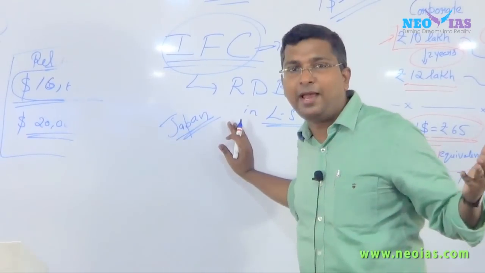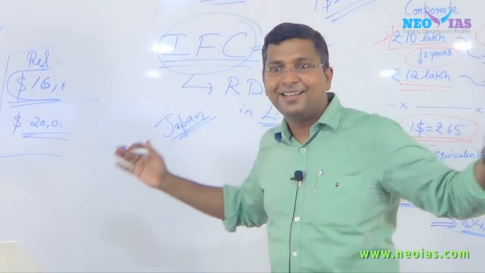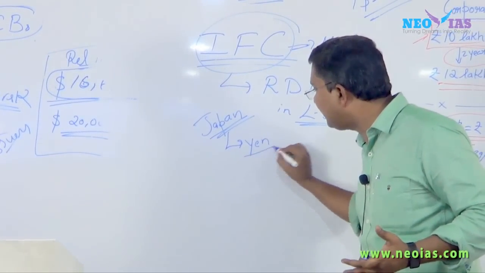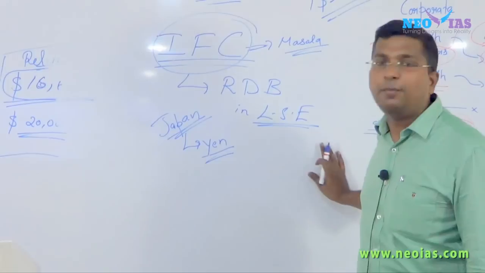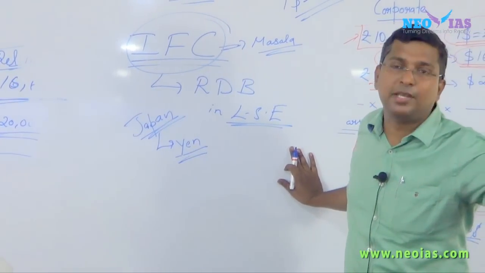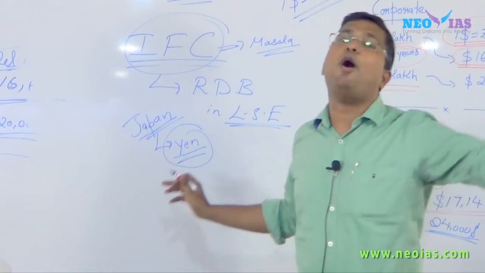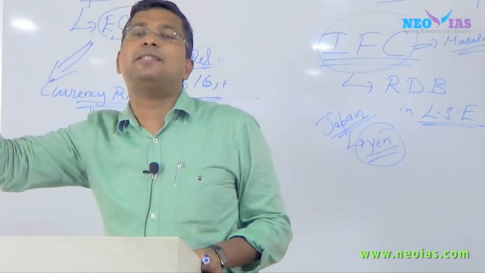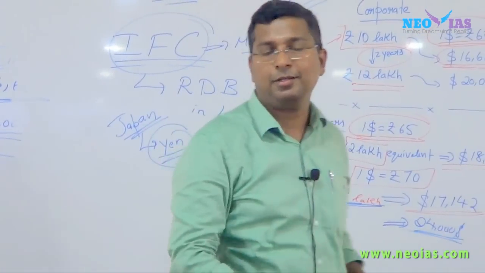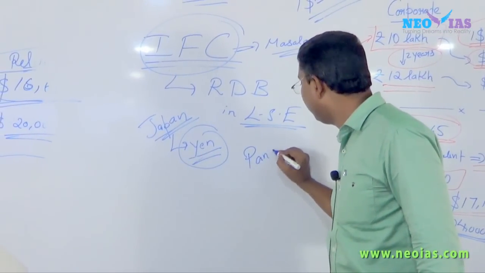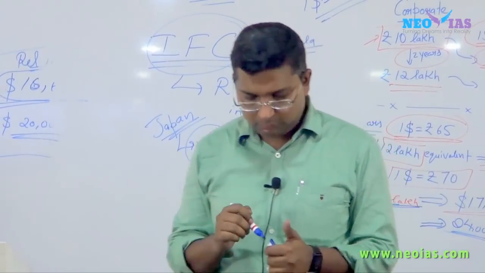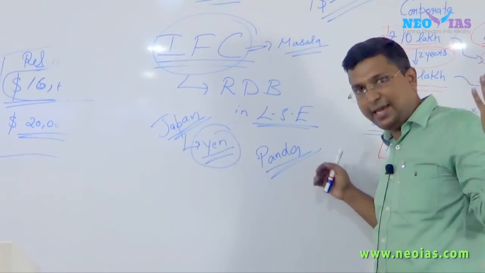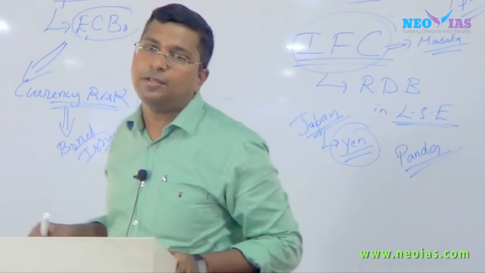Now when you hear the word Japan, it is famous for samurais. Japanese currency is the yen. IFC has issued yen denominated bonds to support Japanese private companies. Those bonds are called samurai bonds. Similarly for China, yuan denominated bonds. Sorry, they are called panda bonds. When you hear about China, pandas come to your mind. So panda bonds are Chinese yuan denominated bonds issued by IFC.